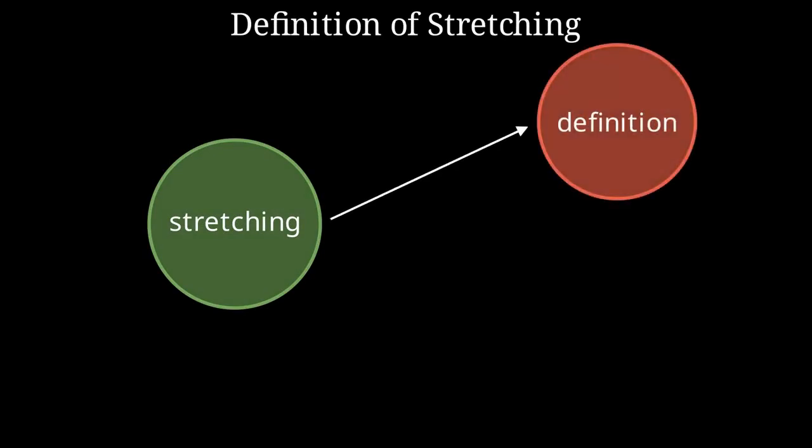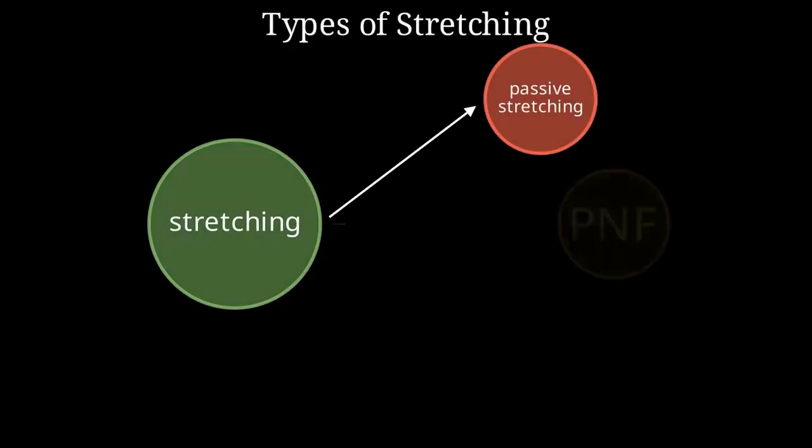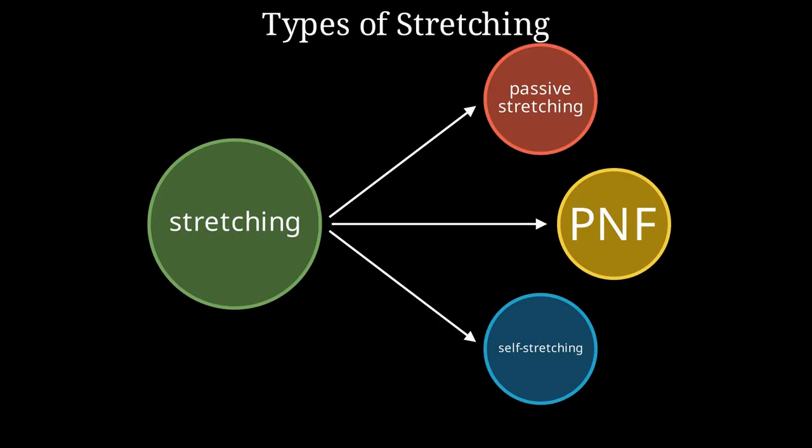Stretching is the elongation of pathologically shortened or tightened soft tissues using therapeutic techniques. It is essential for restoring flexibility and function. There are several types of stretching: passive stretching, proprioceptive neuromuscular facilitation (PNF), and self-stretching. Each type has unique methods and applications.